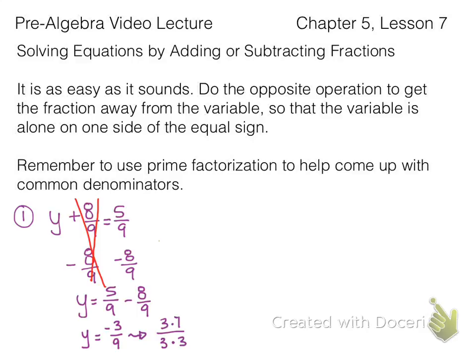Negative 3 over 9 is the same as 3 times negative 1 over 3 times 3. Cancel out the 3's. Y equals negative 1/3. There you go. All right.